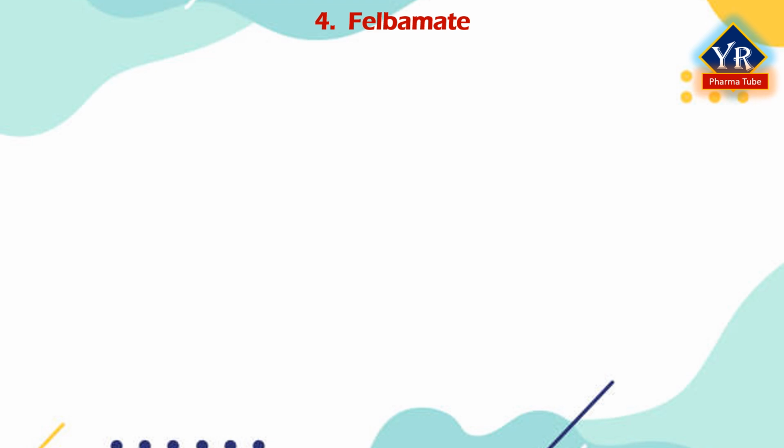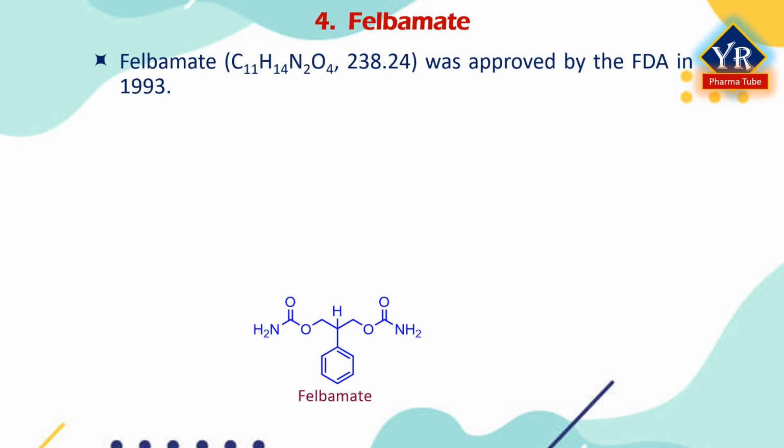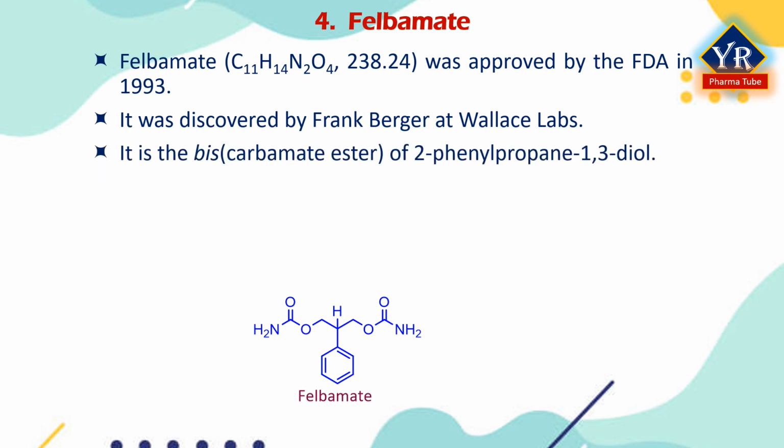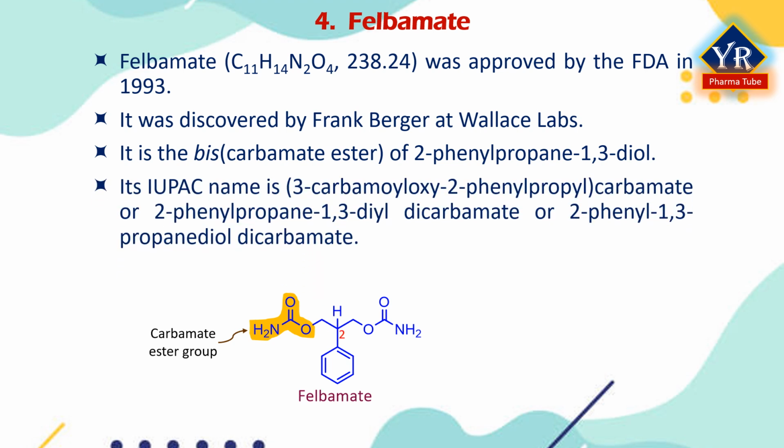And the last drug of this class is Felbamate. Felbamate was approved by the FDA for anti-seizure use in 1993. It was discovered by Frank Berger at Wallace Laboratories. It is the biscarbamate ester of 2-phenylpropane-1,3-diol. Its IUPAC name is 3-carbamoyloxy-2-phenylpropyl carbamate or 2-phenylpropane-1,3-diol dicarbamate or phenyl 1,3-propanediol dicarbamate.